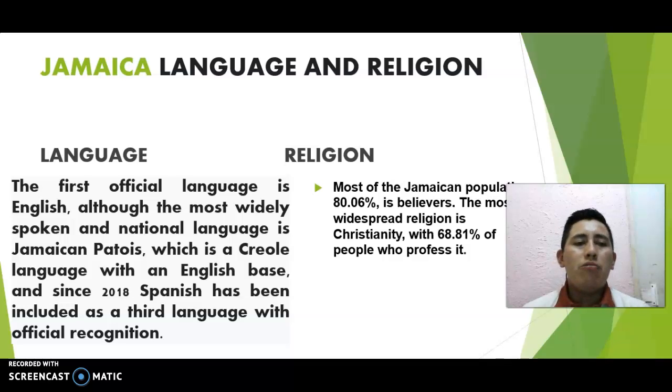Jamaica language and religion. Language: the first official language is English, although the most widely spoken national language is Jamaican Patois, a Creole language with an English base. Spanish is also included under their languages with official recognition. And religion: most of the Jamaican population is a believer. The most widespread religion is Christianity, which most people follow.